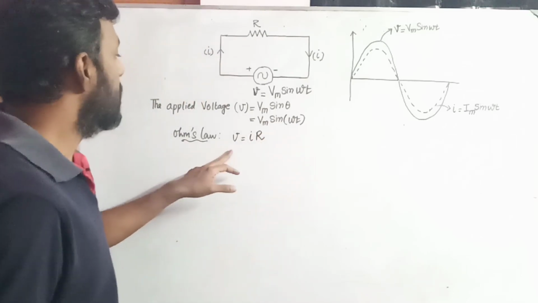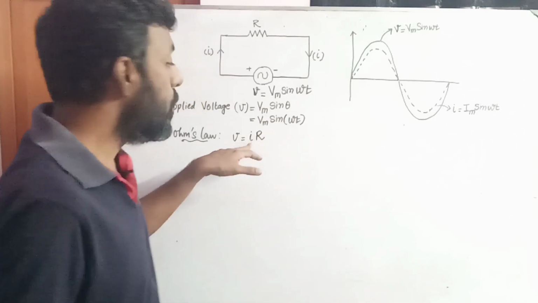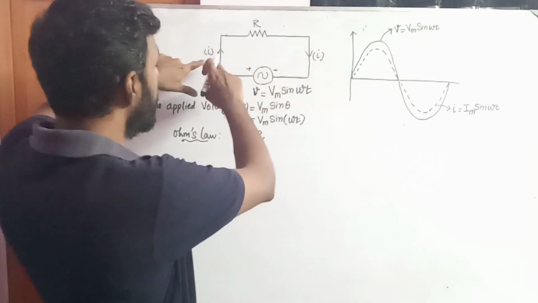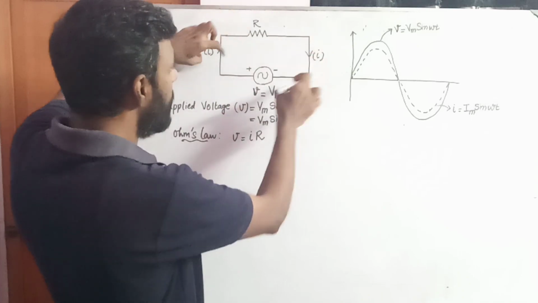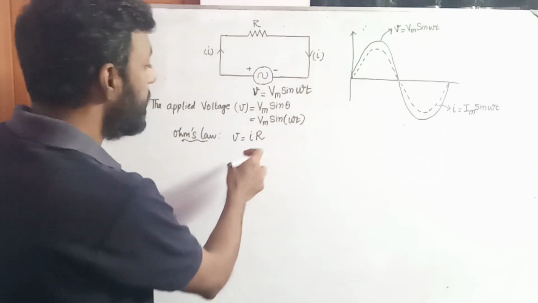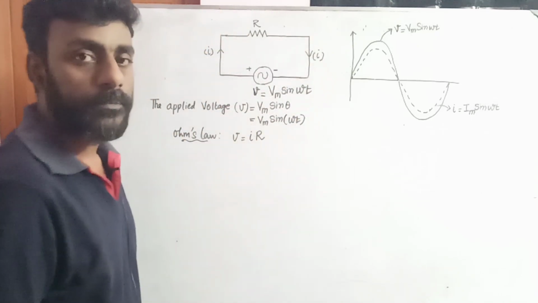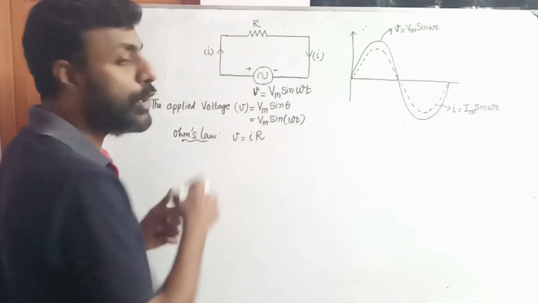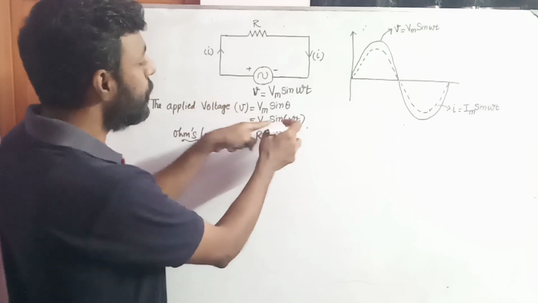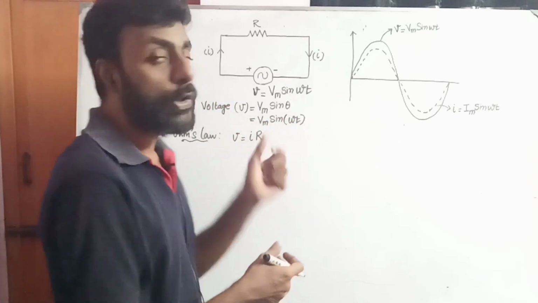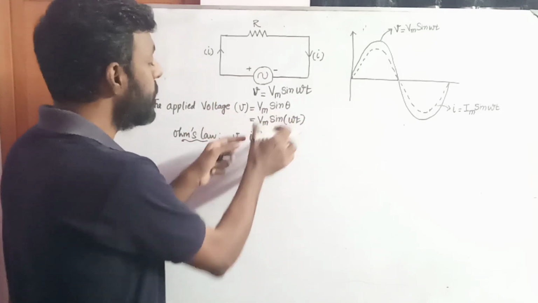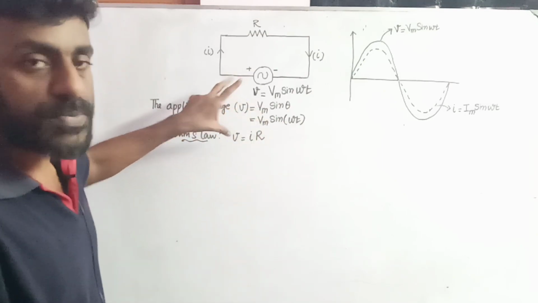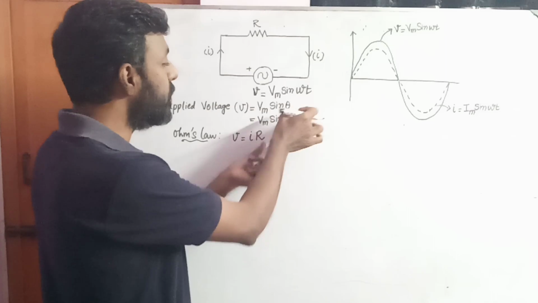So v, the applied voltage, is equal to the product of the current that is being developed in the circuit and the resistor value, the pure ohmic resistance, which is nothing but capital R. V equal to I into R. So this V equal to Vm sine omega t and V equal to IR both have the same value. Both are being represented by the same voltage parameter, so I'm equating both.